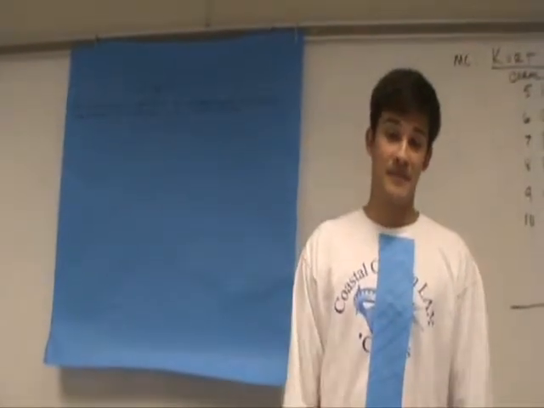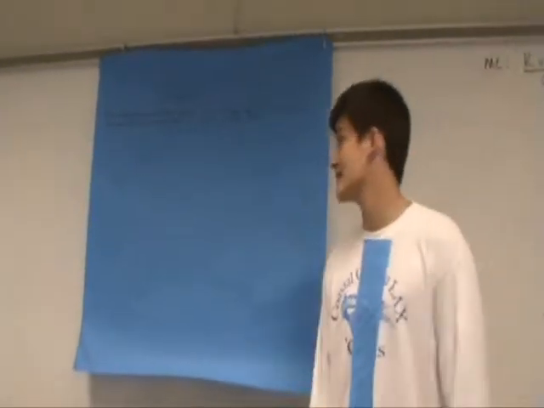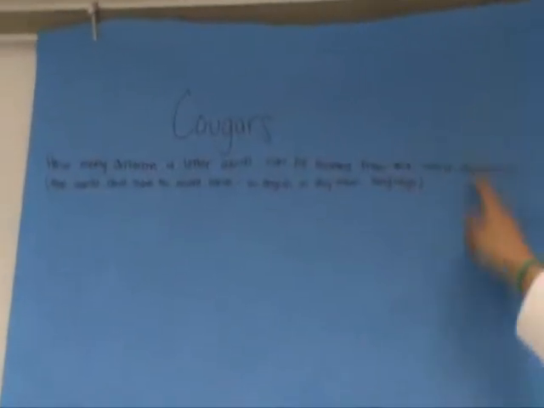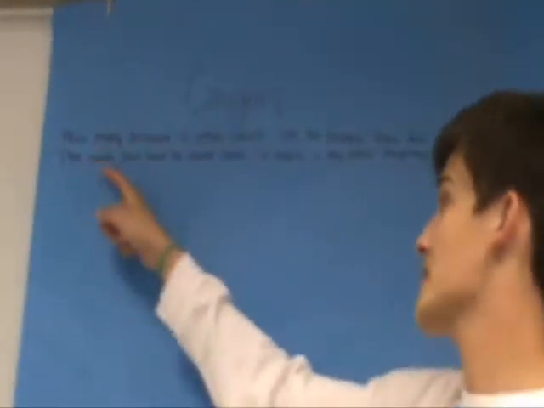Good morning, class. Today we are going to talk about permutations. A permutation is the different arrangement of a set of objects. Today's warm-up is, how many different four-letter words can be formed from the word cougars? The words don't have to make sense in English or any other language.